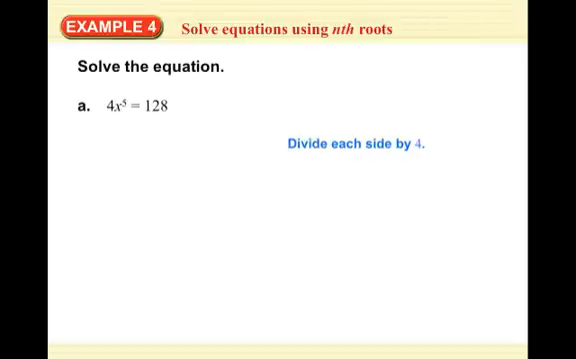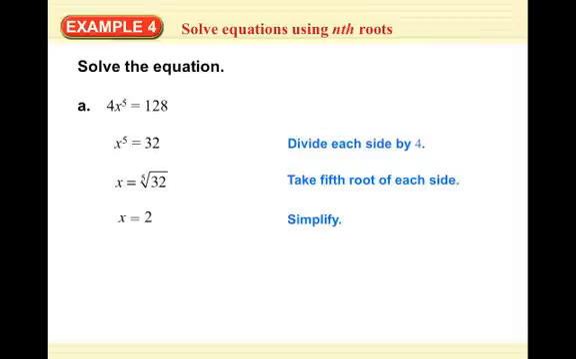Okay, A is 4 times x to the 5th equals 128. So the first thing we're going to do is divide both sides by 4. That's going to give us x to the 5th equals 32. We're going to take the 5th root of both sides. The 5th root of x to the 5th is x. The 5th root of 32 is going to be 2, because 32 equals 2 to the 5th.